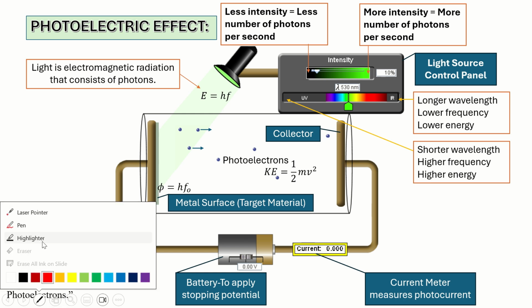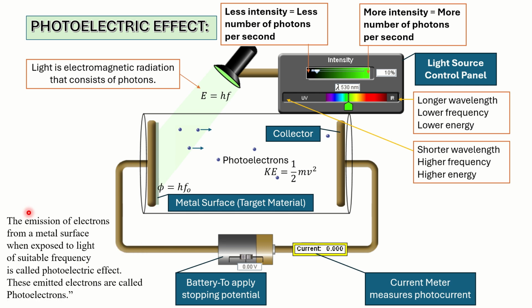Now let's understand the photoelectric effect with the help of the PhET simulation. So what is the photoelectric effect? It is the emission of electrons from a metal surface when exposed to light of suitable frequency. These emitted electrons are called photoelectrons. So this is the PhET simulation.